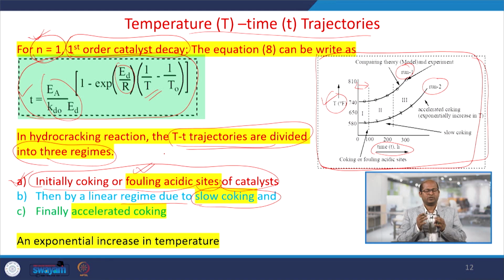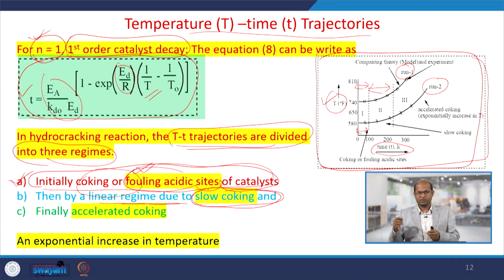The linear region is due to slow coking, this part actually up to this, due to the fouling of the acidic sites. In the solid catalyst there are a number of acidic sites and basic sites, the active sites, when cracking reactions are there. So, those active sites will undergo coking or fouling, whatever is going on inside or on the surface of the catalyst. At the very beginning it has been observed that the acidic sites of the catalyst are blocked. Okay. And then the second part, the linear region, is slow coking, slow coke formation, that is deposited over the surface.